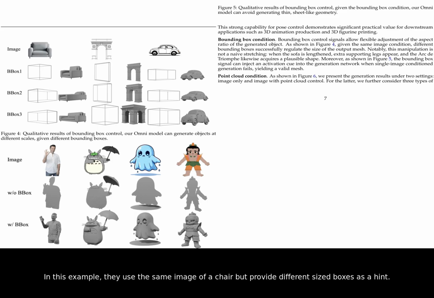Now let's look at bounding box control, which controls the object's size and proportions. In this example, they use the same image of a chair but provide different-sized boxes as a hint. The AI doesn't just stretch the chair, it intelligently redesigns it to fit the new dimensions. For instance, when making a longer sofa, it even adds extra support legs in the middle.